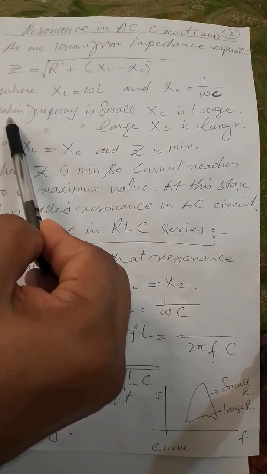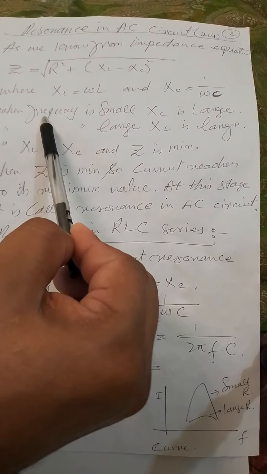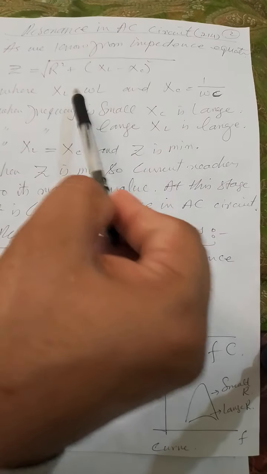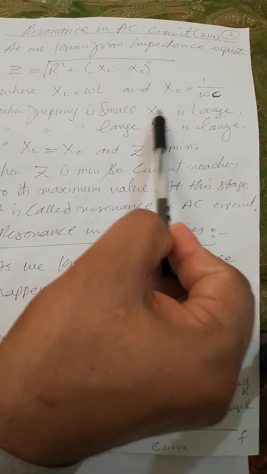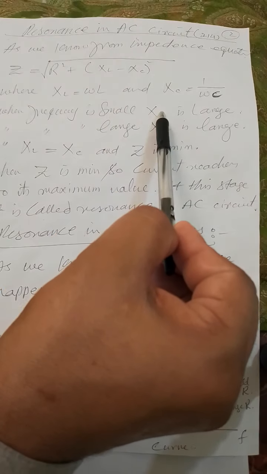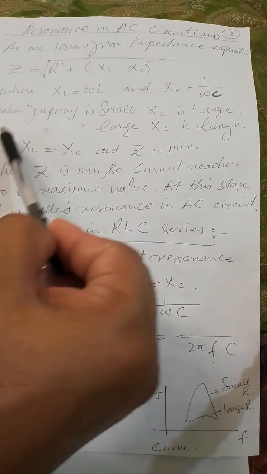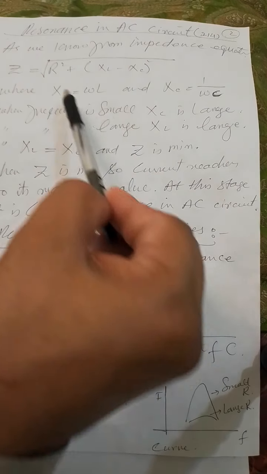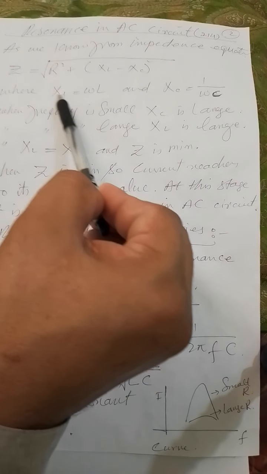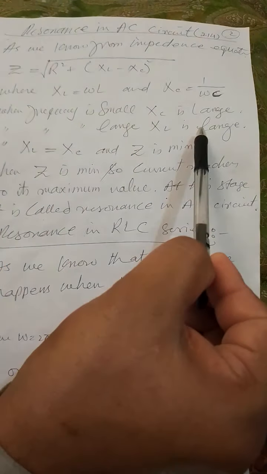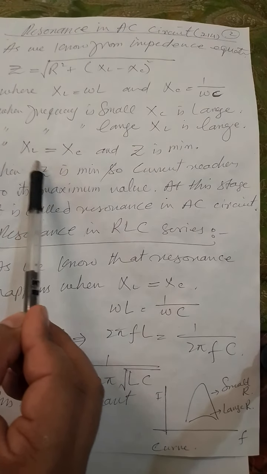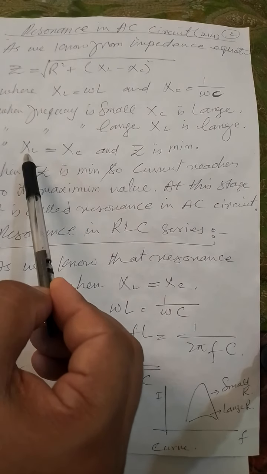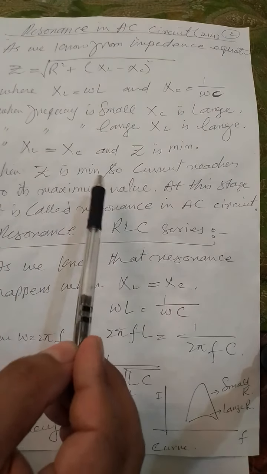Dear students, having these two equations in mind, we can say that XC is large when the frequency is small. And when the frequency is large, XL becomes large, the inductive reactance becomes large. And third point, when XL is equal to XC, it happens at some certain frequency.